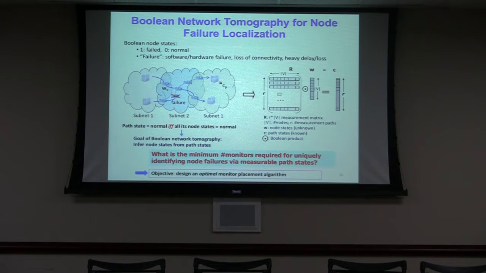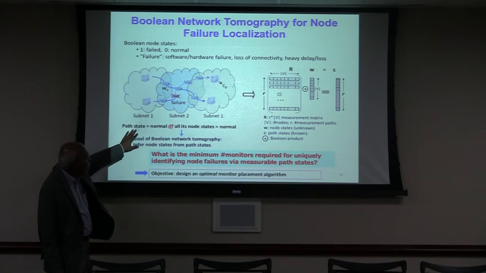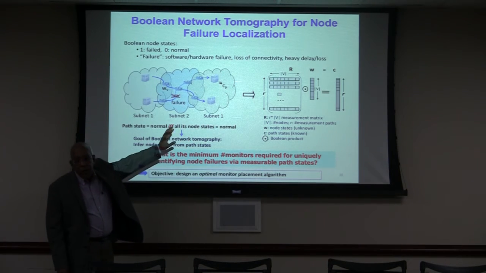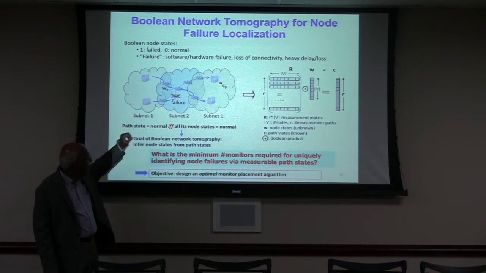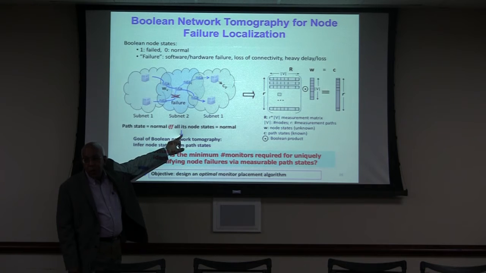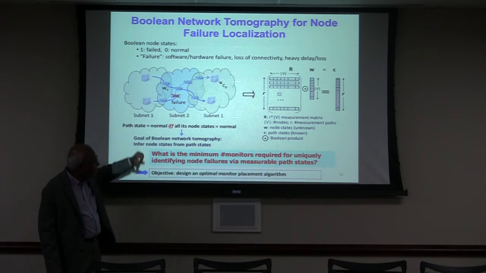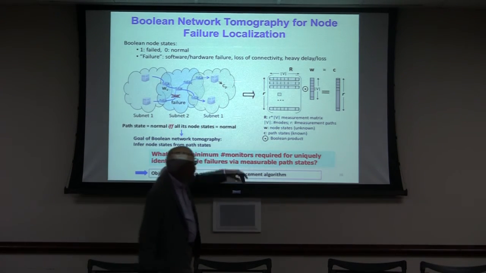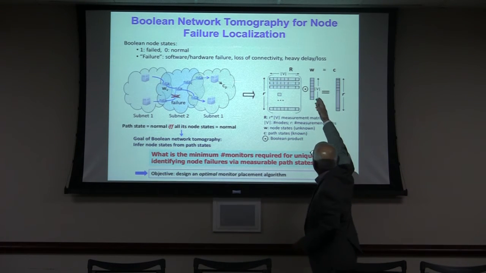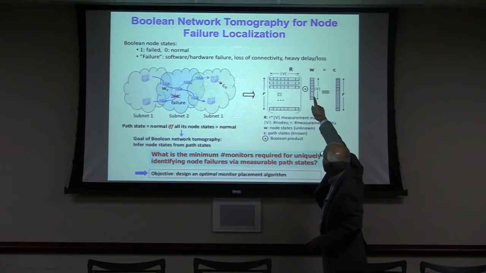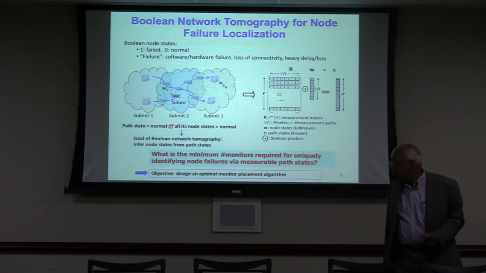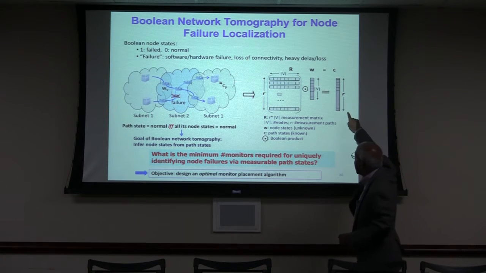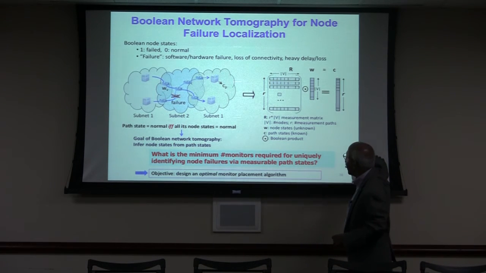So let's look at the Boolean case. The issue here is the same, right? The path state is normal if all the node states are normal. So here I'm going to look at node failures, not link failures. We do the same for link failures. So if the path is up, every node is up. If one of the nodes is down, then the path is down. So again, you can set up equations like this. This corresponds to the nodes, and this is 0 or 1 depending on whether or not that node was on a particular measurement path. And this is again whether the path was normal or not.